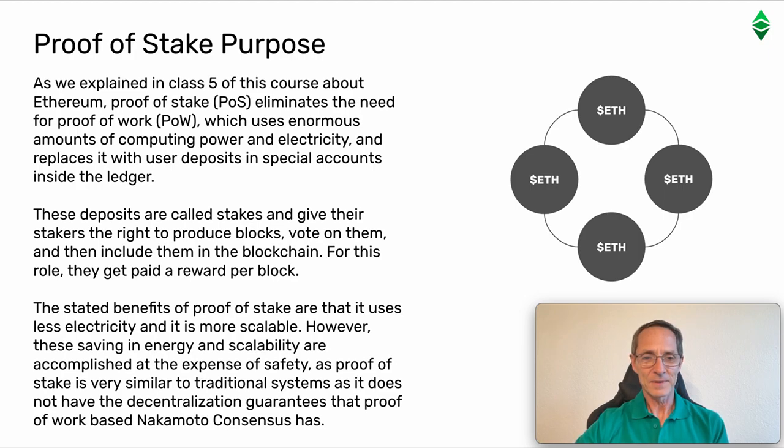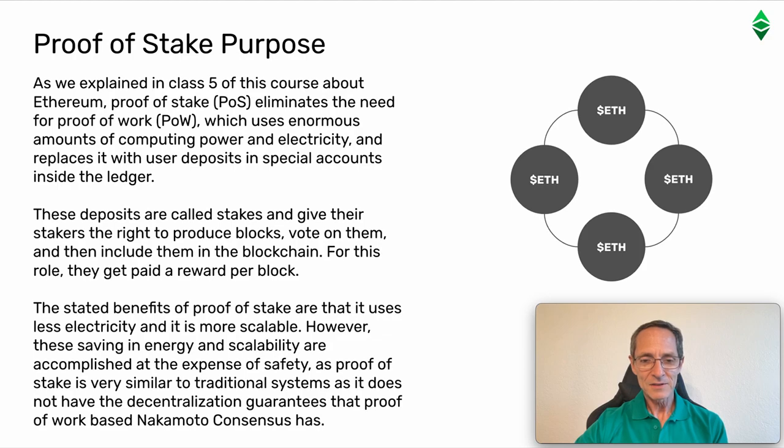Proof of Stake Purpose. As we explained in Class 5 of this course about Ethereum, Proof of Stake, POS, eliminates the need for Proof of Work, POW, which uses enormous amounts of computing power and electricity, and replaces it with user deposits in special accounts inside the ledger. These deposits are called stakes and give their stakers the right to produce blocks, vote on them, and then include them in the blockchain. For this role, they get paid a reward per block.